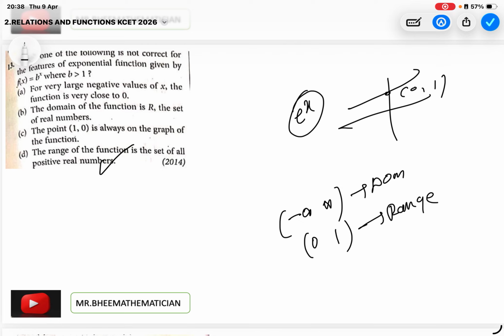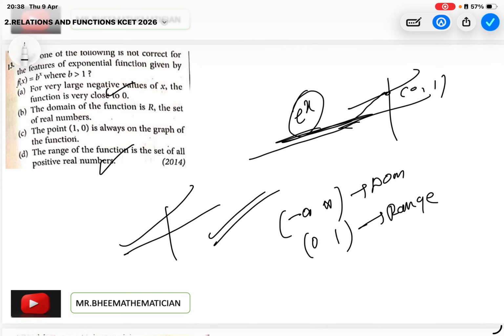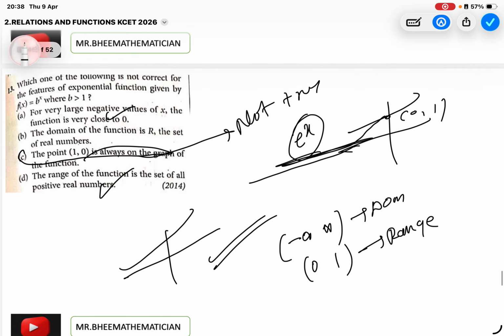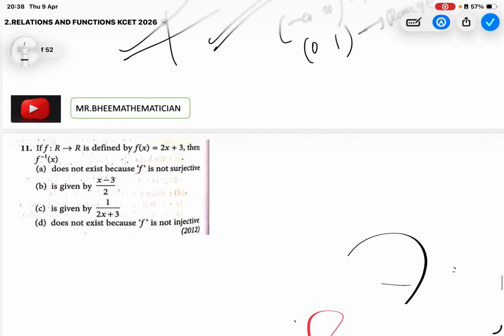Yes, very good. For large negative values of x, the function is very close to 0. Very good. For large values of x, it grows very large, like this. Clear? Option C is not true. The other one they are asking is also not correct.